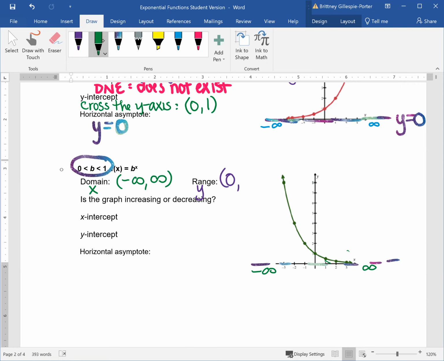Let's go for the highest. If we try to follow our graph to see what our highest y value is, it skyrockets up to the left, which means we're going to hit all of those positive y values eventually, which means our range goes from 0 to infinity, parentheses around both.